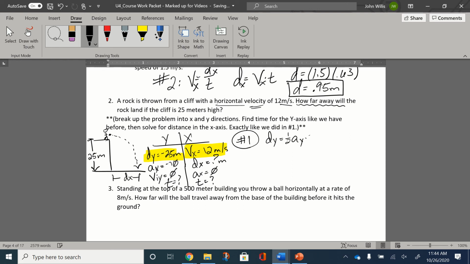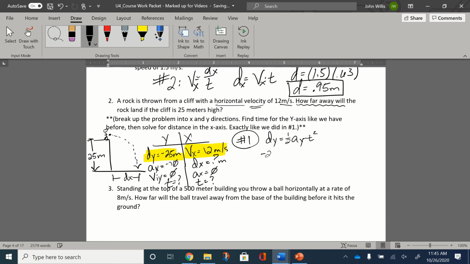How long, this is essentially what you're asking yourself, how long will gravity allow that object to be airborne? And once gravity will no longer allow it to be airborne, find out how long it's in the air, time, that's how long it's allowed to also move left and right. And that's how we break up these two problems. That's all these need to be.